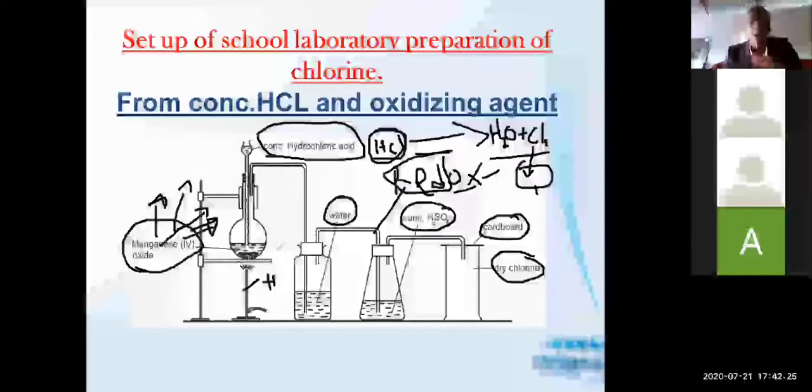I'll tell you why we are not using the heat on the other side. Don't be worried. Then we have this water. When we heat this, we have now seen what will be formed. We will form the water, manganese 2 oxide, and the chlorine gas.